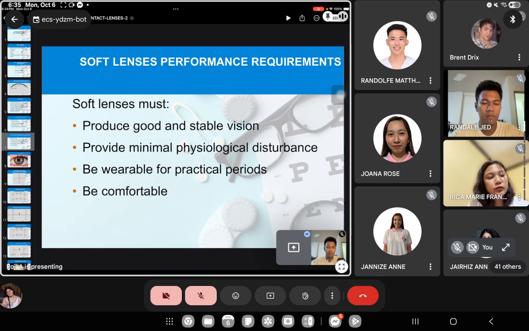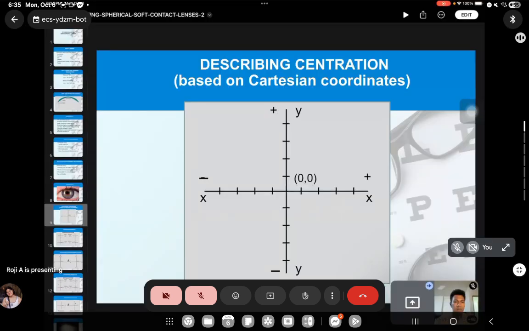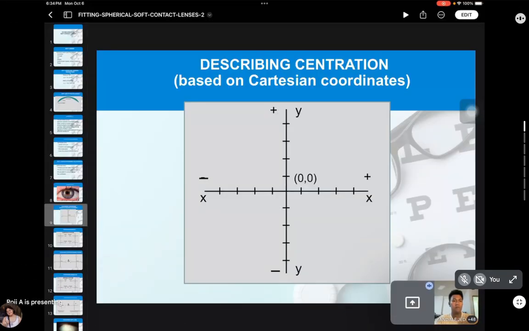Pretty basic. This is self-explanatory, but I want you to understand. This is what we call the Cartesian method. The Cartesian coordinates is just y and x. Y is the vertical and x is horizontal. Y is positive if it's superior. Inferior, it's negative. Clear so far? X is negative if it's temporal, plus x is nasal.